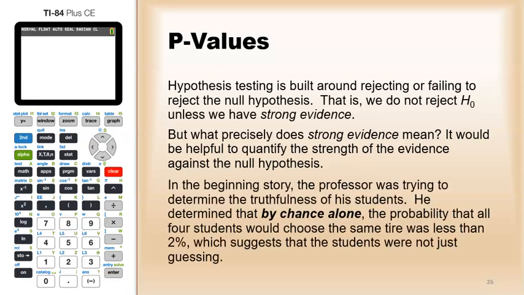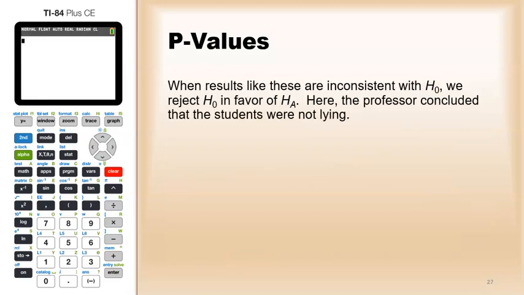So, in the story we had at the beginning of this lesson, the professor was trying to determine the truthfulness of his students. He determined that by chance alone, and those are 3 key words there, by chance alone, the probability that all 4 students would choose the same tire was less than 2%. That suggests that the students were not just guessing. So when results like these are inconsistent with the null hypothesis, we reject the null hypothesis in favor of the alternative. So here the professor concluded that students were not lying.